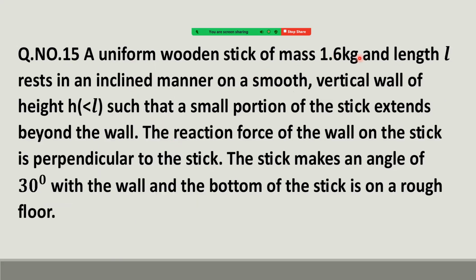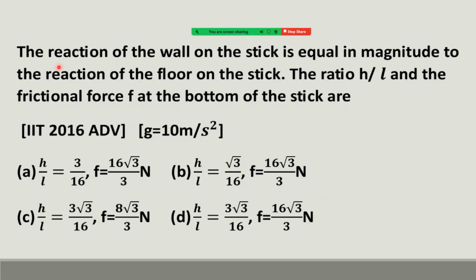A uniform wooden stick of mass 1.6 kg and length L rests in an inclined manner on a smooth vertical wall of height h, and this h is less than L, such that a small portion of the stick extends beyond the wall. The reaction force of the wall on the stick is perpendicular to the stick. The stick makes an angle of 30 degrees with the wall, and the bottom of the stick is on a rough floor. The reaction of the wall on the stick is equal in magnitude to the reaction of the floor on the stick. The ratio h by l and the frictional force F at the bottom of the stick are.